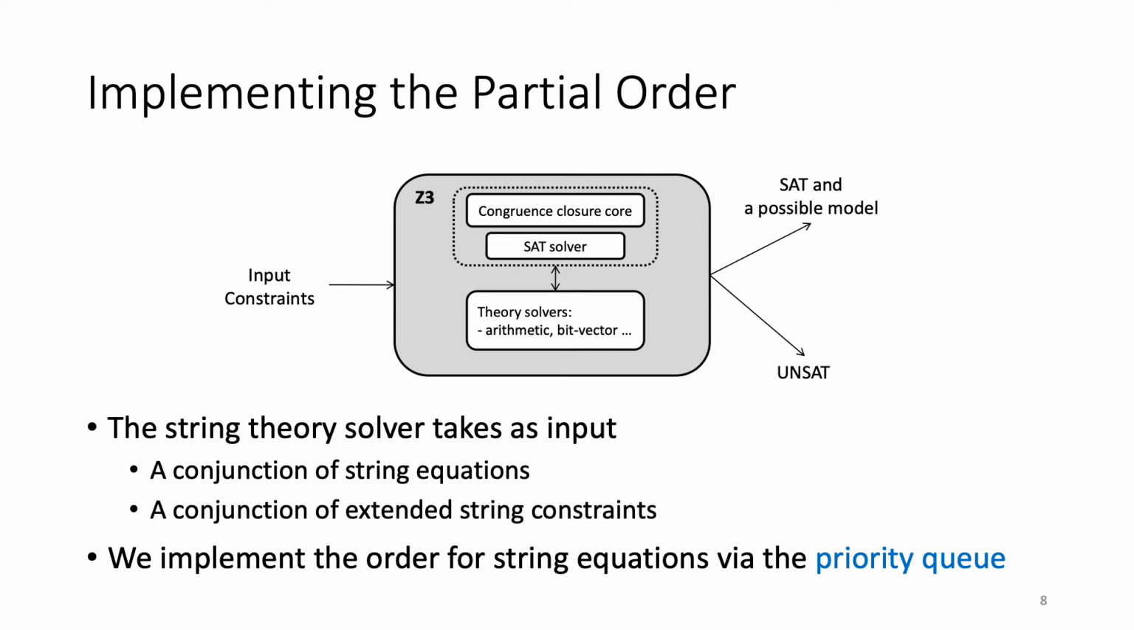Let's focus on the conjunction of string equation, length constraint, and extended string constraints. Length constraints will be handled by the integer theory solver. For the string theory solver, we are able to collect a list of the string equations and a list of extended string constraints, so we can easily construct a partial order for string equations by using the priority queue data structure. Handling length and extended string constraints is similar to what had been done before in previous works.